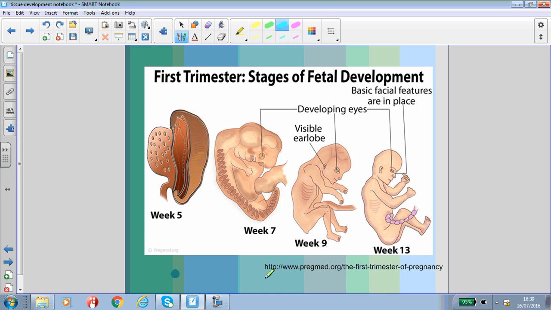It's also at this point that the baby is most susceptible to damage as a result of alcohol and drug use, and also radiation, so x-rays and things. Hence why women are told to avoid all alcohol and drugs, obviously, during pregnancy, and where possible to avoid radiation. Sometimes it's essential, obviously, but in general we'll avoid x-rays and things as much as possible. So a huge amount going on in the first trimester.